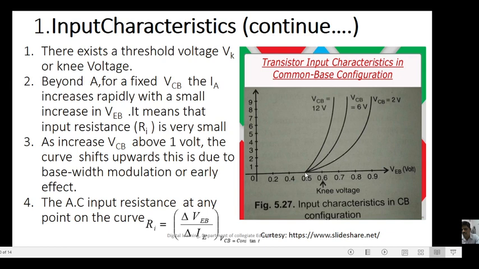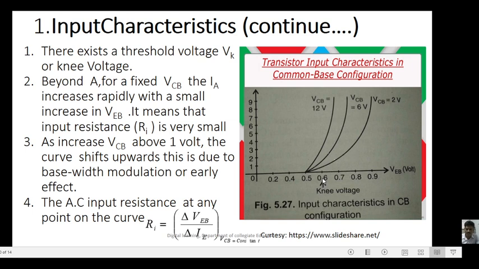At reaching 0.5 volts, the electrons are excited. These are the different voltages produced for different currents. That means VCB is 12 volts, VCB is 6 volts, and VCB is equal to 2 volts. There are three different voltages, and VBE volts.